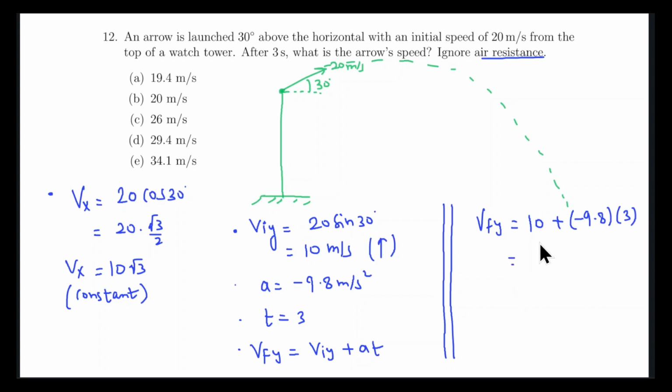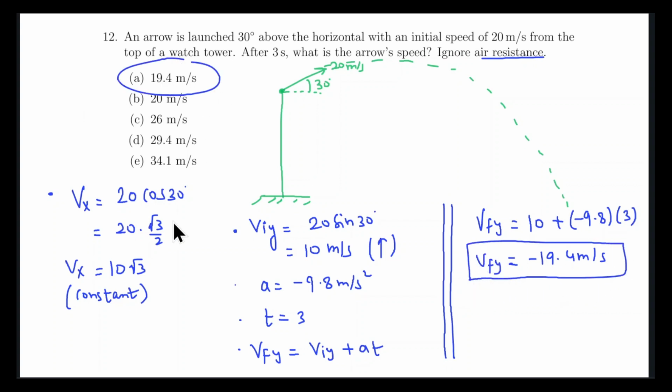I can grab my calculator. 9.8 times 3, and 10 minus this guy is negative 19.4, guys. Negative 19.4 meter per second. The options definitely try to trick you because 19.4 is in the options, right? But like I told you, you have to take both the pieces together and do the Pythagoras. 10 root 3 is approximately 17.32 meter per second, and you need to find the total speed.